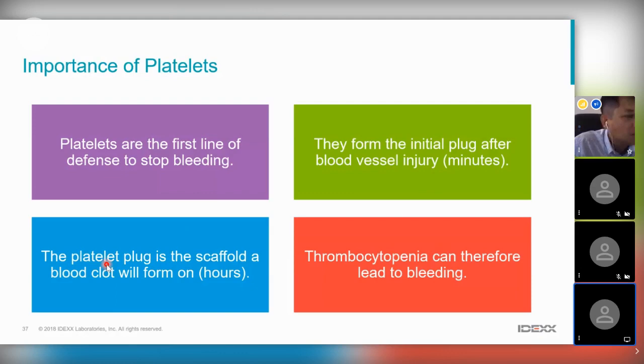Ok. So next we have the importance of platelets. The platelets serve as the first line of defense to stop bleeding in the body. Whenever there is some sort of bleeding, the platelets will be there to plug it. They form the initial plug after the blood vessel injury in some minutes. The platelet plug is a scaffold, and a blood clot will form on it after. Thrombocytopenia can therefore lead to bleeding. If the platelets are less in number, they cannot help to stop the bleeding. Over to you, Professor Tang.